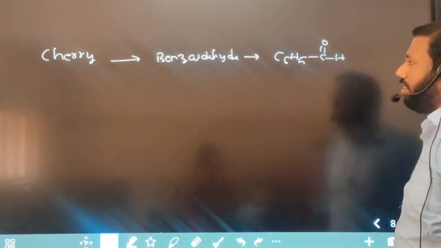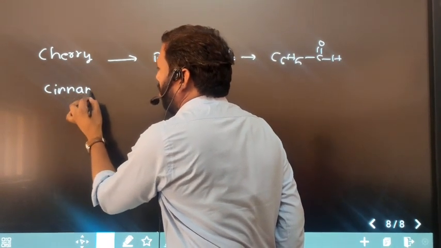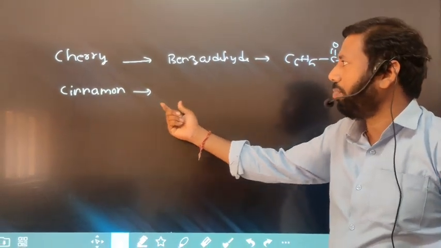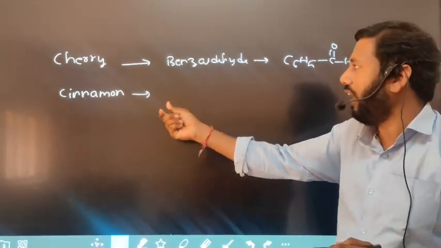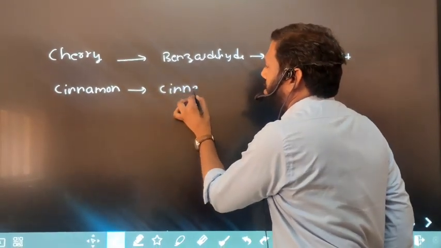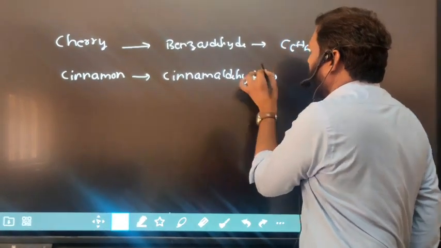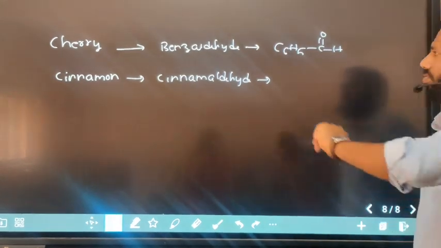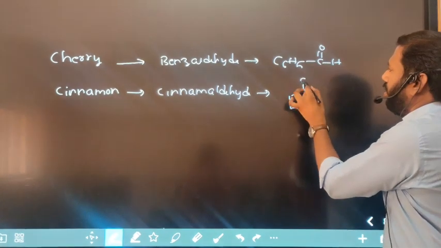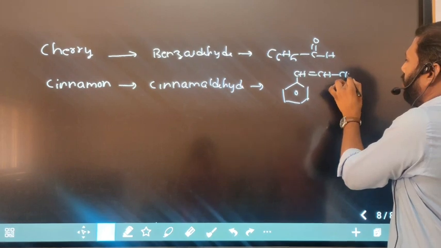C6H5CHO. And do you know about cinnamon? One of the aldehydes present in cinnamon. Can you say what the aldehyde present in cinnamon is? That is cinnamaldehyde. Can you say the structure of cinnamaldehyde? The structure of cinnamaldehyde is C6H5CH=CH-CHO.